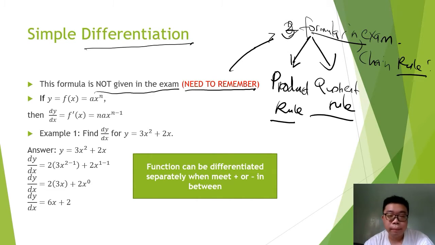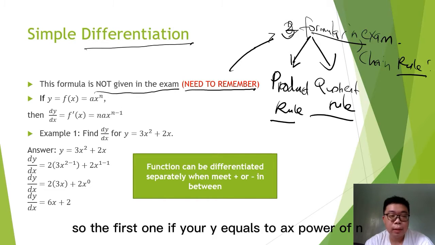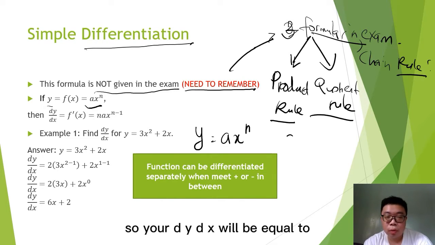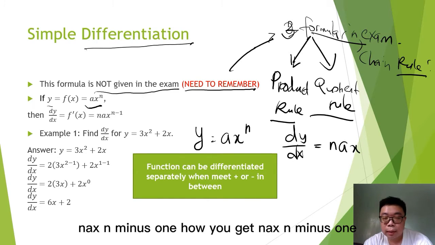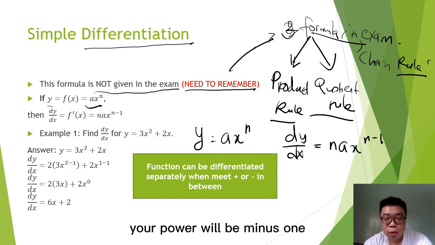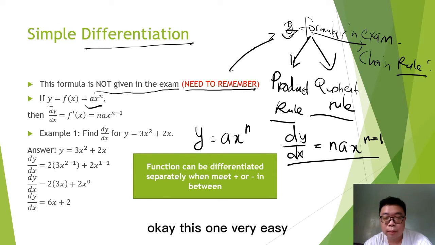Okay. So the first one, if y equals ax to the power of n, this means that dy/dx will be equal to n a x to the power of n minus 1. How do you get n a x^(n-1)? You remember, when you want to differentiate, your power will be reduced by 1, and then your n will be moved down. This one is very easy.